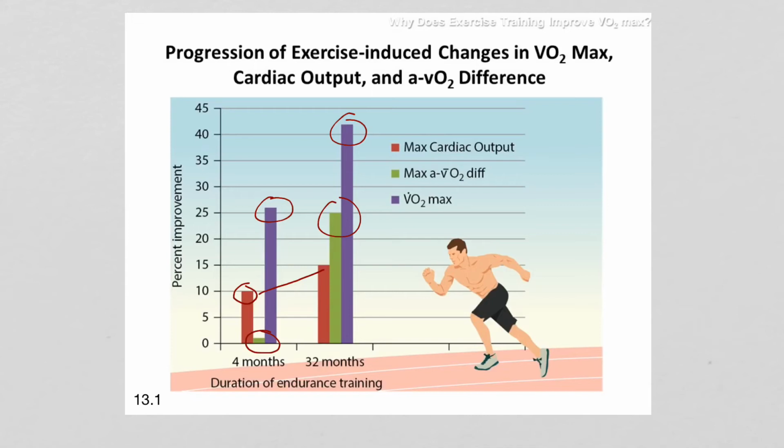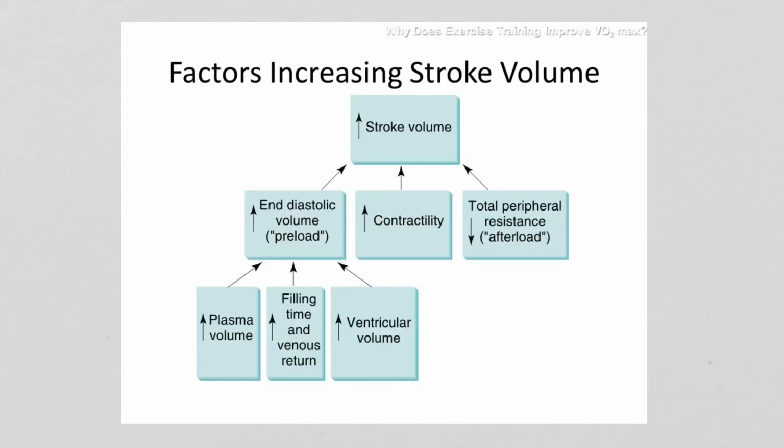So what are these mechanisms that serve to increase cardiac output or to increase your max AVO2 difference? That will be in the next two sections of this lecture. Let's first take the change in maximum cardiac output, and again, we know this is entirely due to changes in stroke volume because there is no or only a very small change in heart rate, and it actually goes down rather than up. So we'll use figure 13.2 as our reference to discuss the mechanisms that will increase maximum stroke volume.